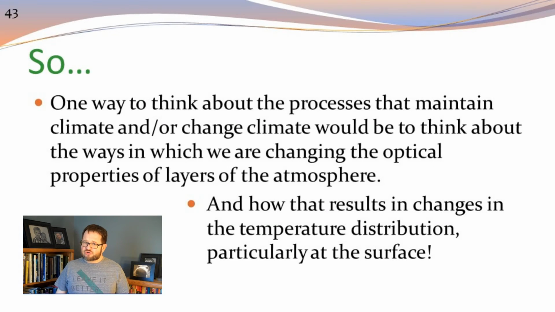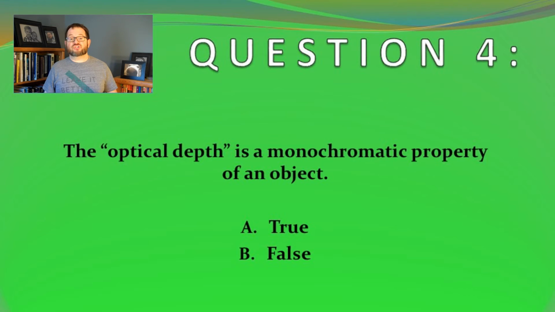Now, in the third part of this lecture, we're going to start looking at one of the tools climate scientists use to take this idea of changing the optical properties of the atmosphere and how that results in a temperature change. But before we get there, let's answer 3 quick questions. Question 4. The optical depth is a monochromatic property of an object, true or false? It's really that word monochromatic I would just care about. Everything else you can say was okay. Is it a monochromatic property or not? Make a choice from those 2 options and get a little feedback before we move on to question 5.